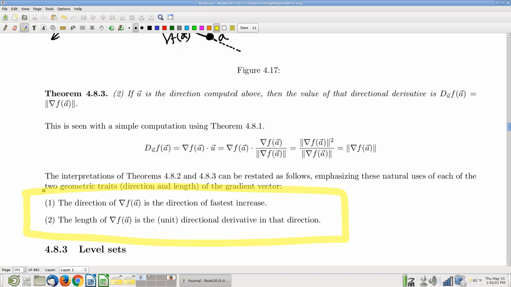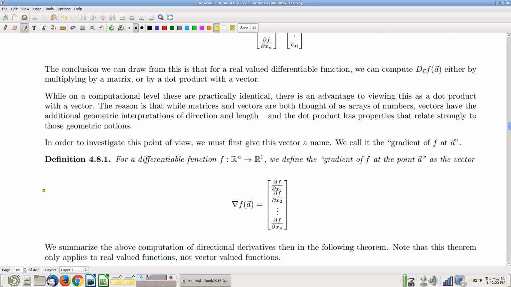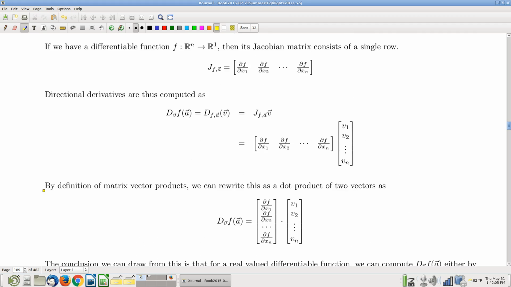And ultimately, this all comes from dot products. The fact that we took a matrix vector product, with which we did not have particularly good geometric tools, and rewrote it as a dot product, with which we do have geometric tools. That's why, even though this was a little harder to understand, the gradient vector became easy to understand, because we have a connection to dot products.